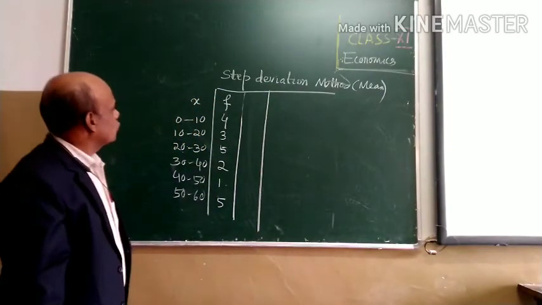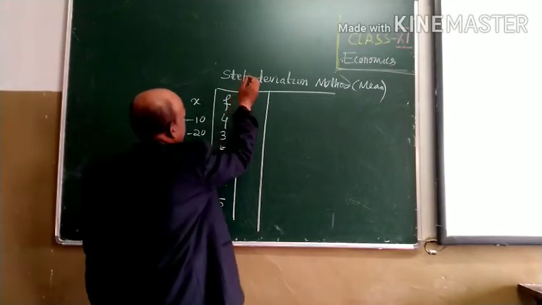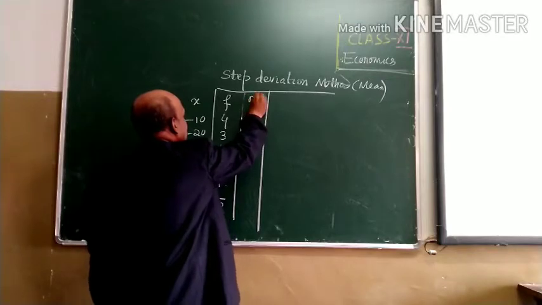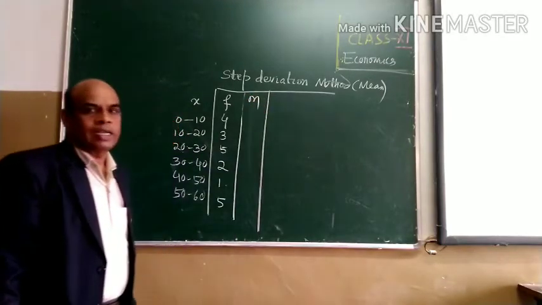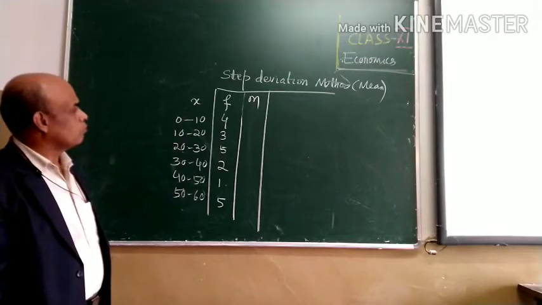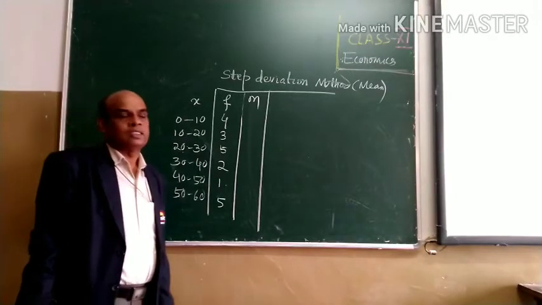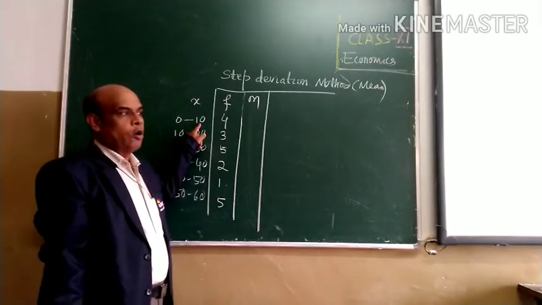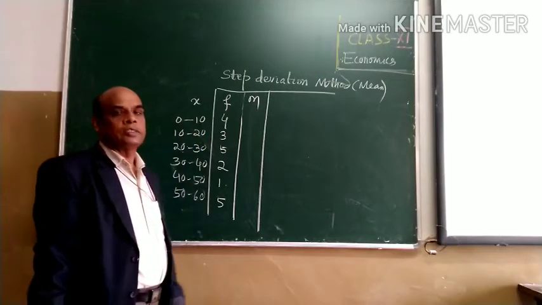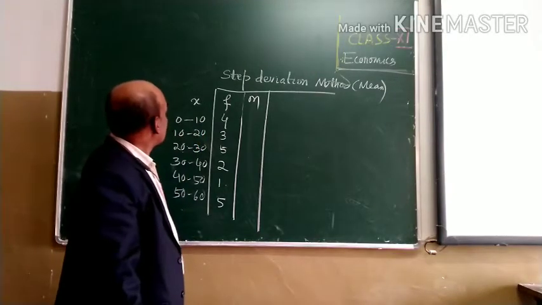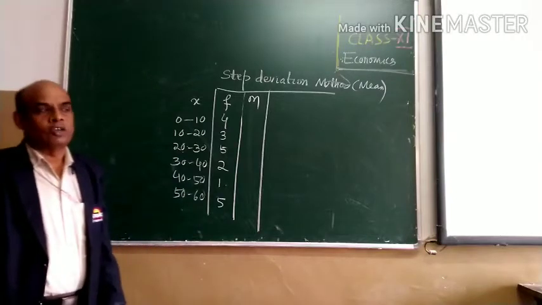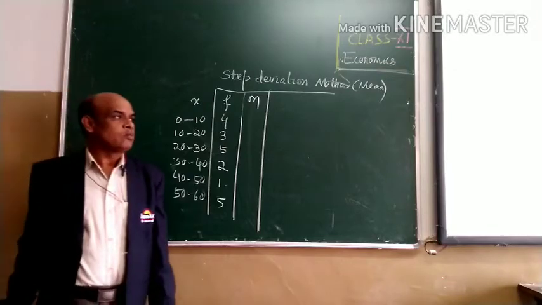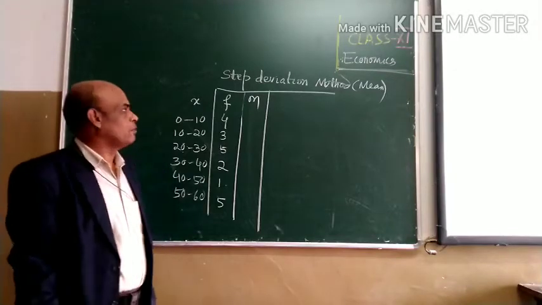So now what you have to do is construct a column, and write midpoint. Suppose I take the symbol small m for midpoint. So how can I find it? You have to remember the formula: lower limit plus upper limit divided by 2. In order to find the midpoint, you have to use this formula.